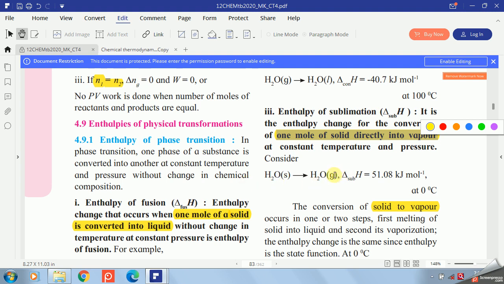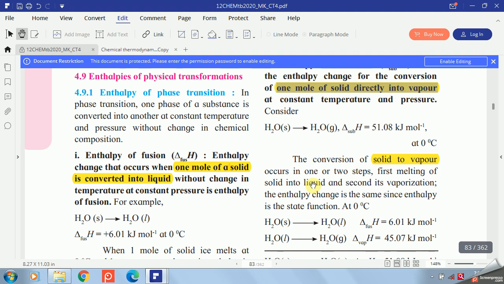So H2O solid can be converted into H2O gas. The value for sublimation is 51.08 kilojoule per mole at 0 degree centigrade. Conversion of solid to vapors occurs in one or two steps. The first step is melting of that solid leading to liquid, and the second step is its vaporization. The enthalpy change is the same, since enthalpy is a state function.